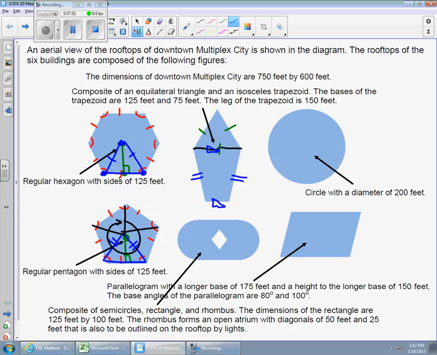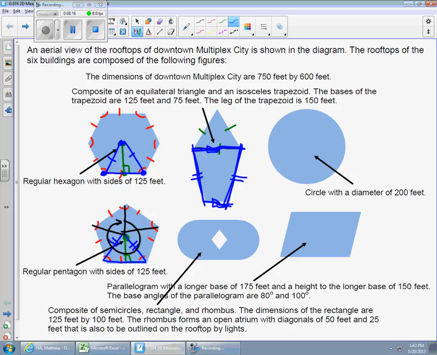The information goes on to speak of bases and legs. Well, in a trapezoid, what's the difference between bases and legs? Which ones are the bases going to be? They're the ones that are parallel, exactly. So when it talks about bases, it is giving us information about those measurements. And when it speaks of legs, it is giving us information about those measurements.